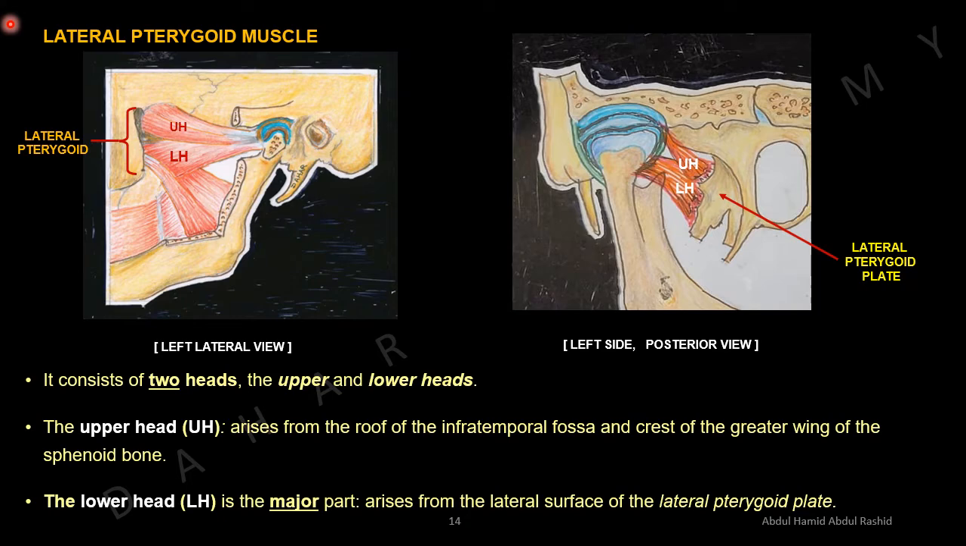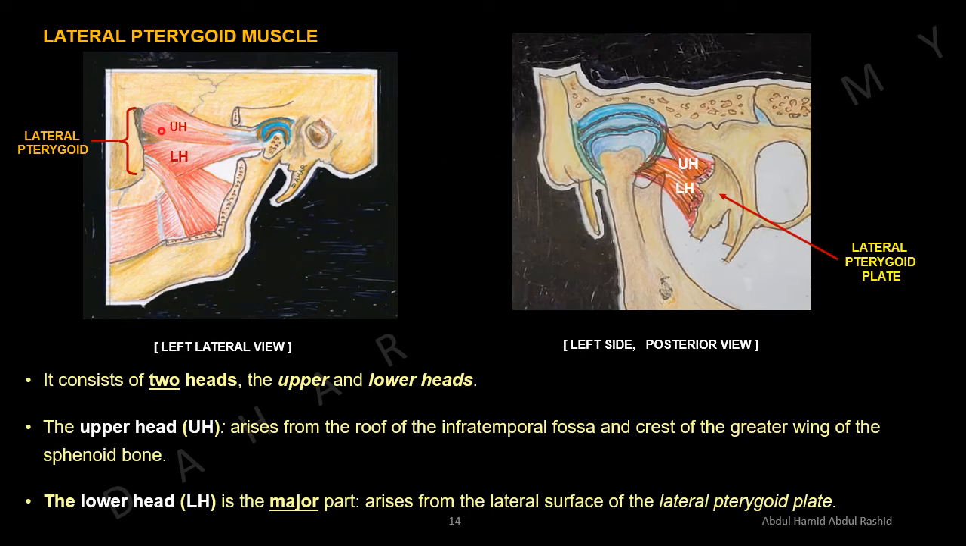Lateral pterygoid muscles. This is the lateral pterygoid muscles looking from the left side. This is the lateral pterygoid muscles looking from behind. Lateral pterygoid muscles consist of two heads, upper head and lower head.